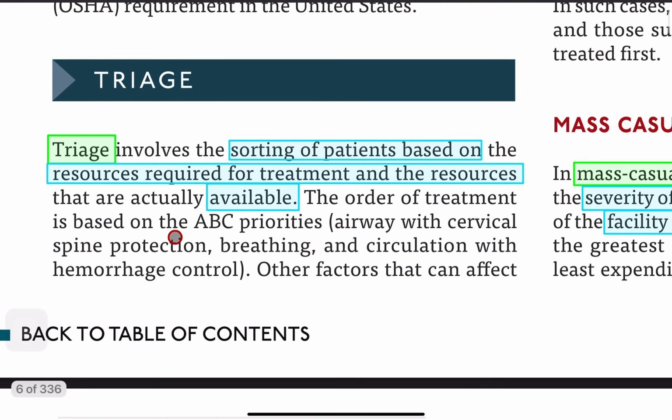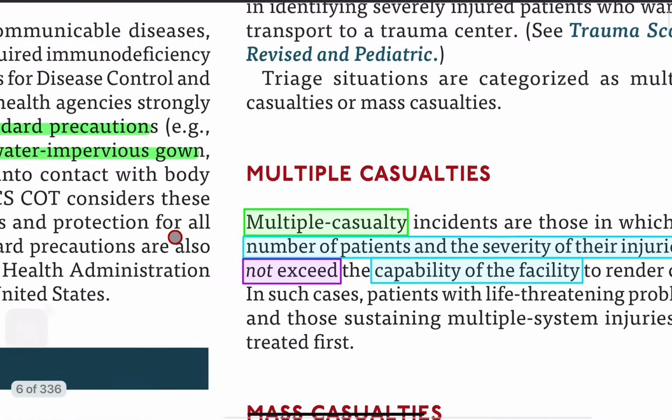Now when the patient reaches the hospital, we have to do the triage. What is triage? Triage means sorting of patients based on the resources required for treatment and the resources available.